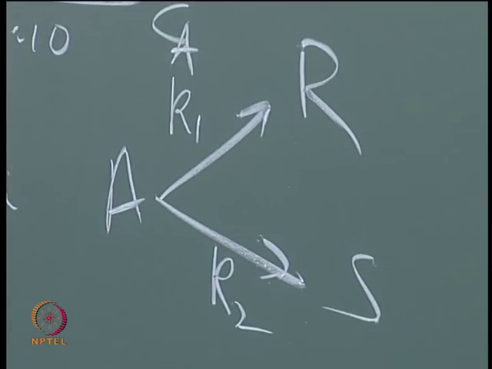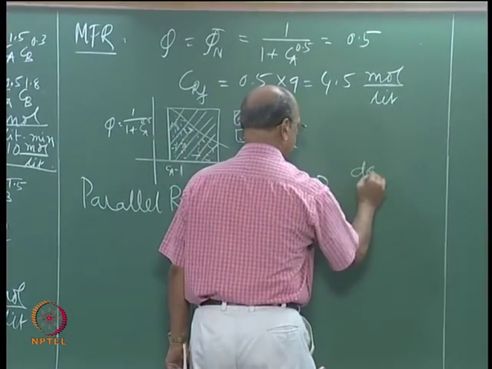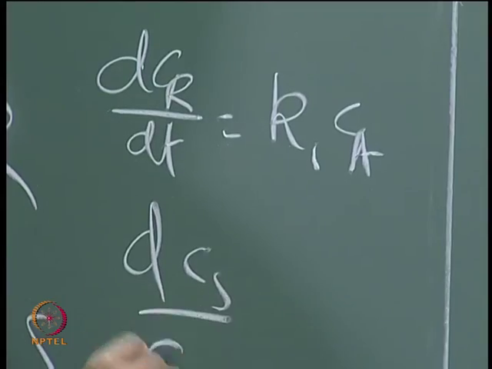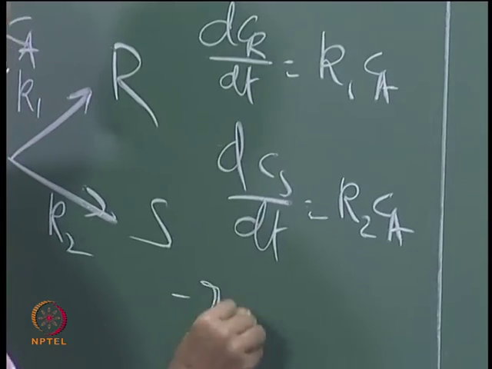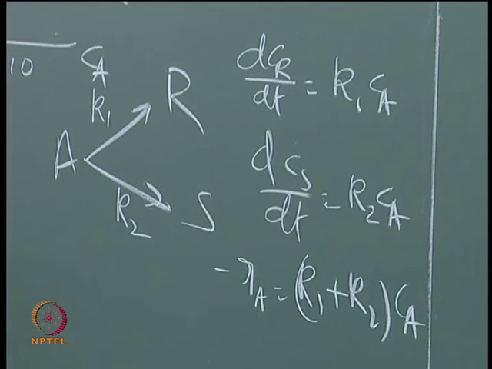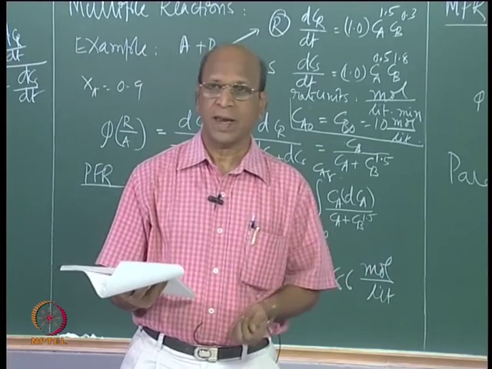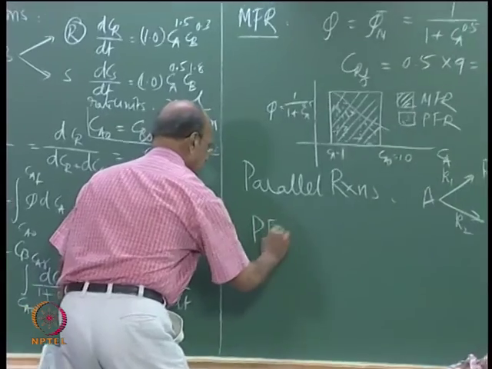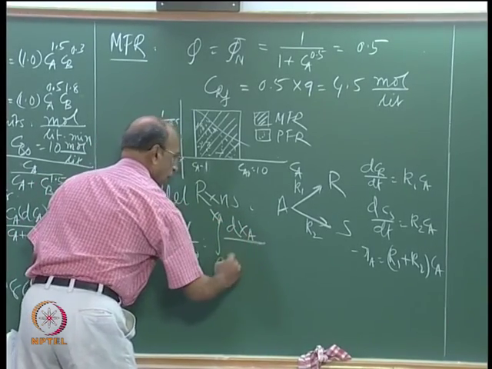How do you get an equation for plug flow from this? The rates are simply dCR by dt equals K1 CA, dCS by dt equals K2 CA, and minus RA equals K1 plus K2 times CA. Good. Now for PFR, how do I get an equation in terms of volume, either tau or V by F naught? Same means what? K is replaced by K1 plus K2. What is the equation? I am asking for the final PFR equation. V by... now tell me the equation.